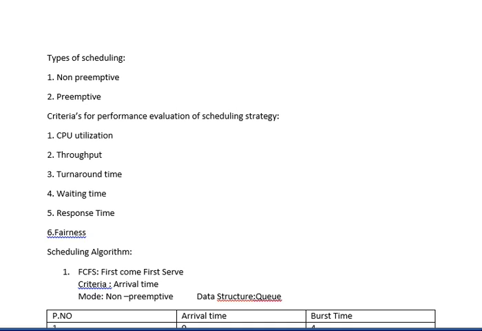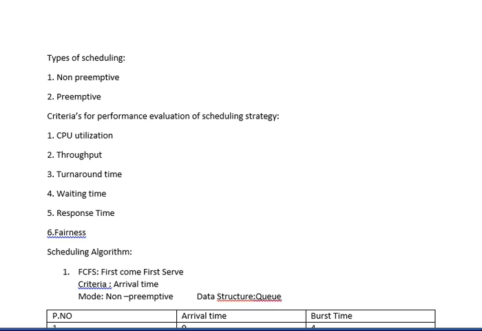The first thing that we should know in case of scheduling is there are two types of scheduling. One is non-preemptive. When I say non-preemptive, it means once a process is allocated to the CPU, it does not free the CPU until its completion. And the second one is preemptive. Preemptive scheduling allows taking away the CPU from a process during execution. It ensures that the highest priority process will be executed first.